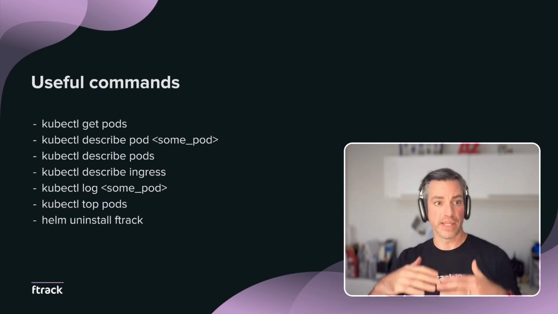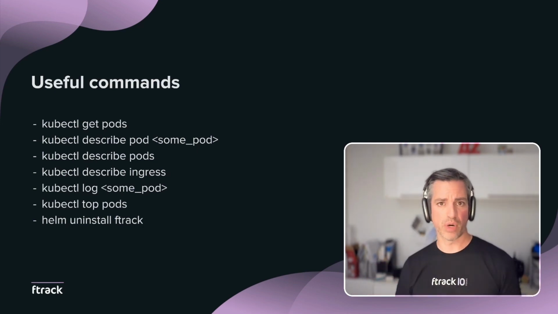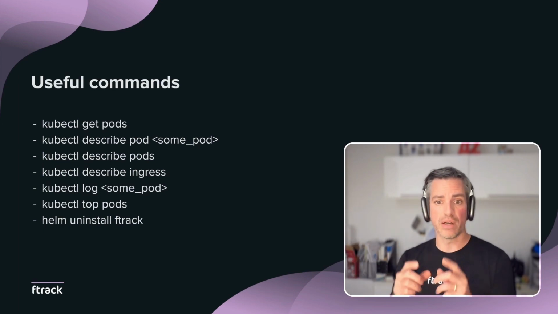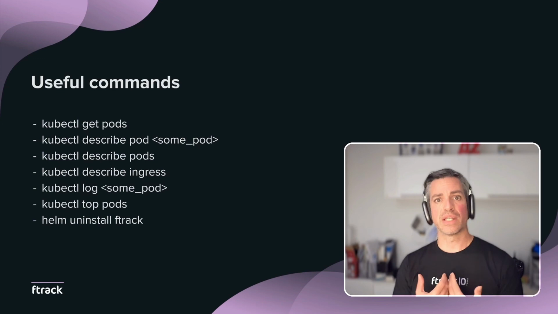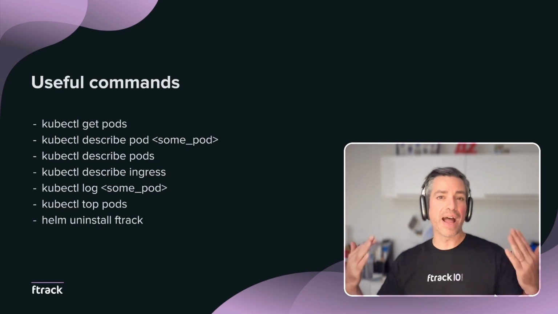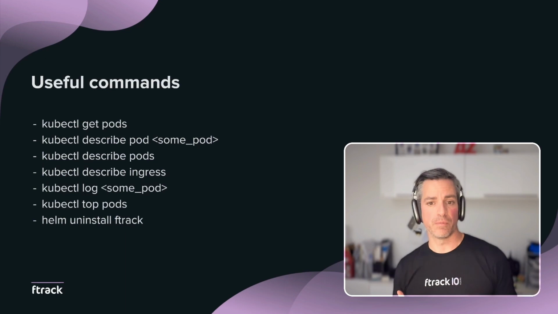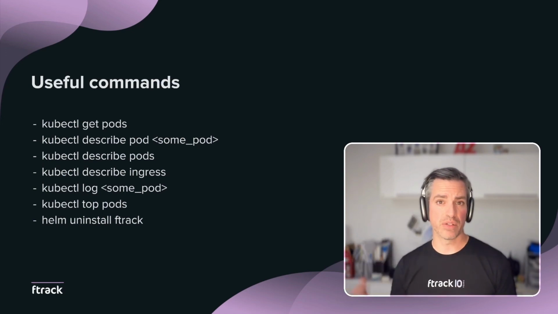Get pods will get you a list of what pods you have running in your cluster at that given time. Describe a single pod or describe multiple pods will actually get you the full description of how those pods are set up. It's a lot of information, but it's a lot of very important and practical information. The same way you can describe your pods, you can describe your ingress controller, which is useful to understand: has it been configured properly, which ports is it exposing, which services is it exposing.